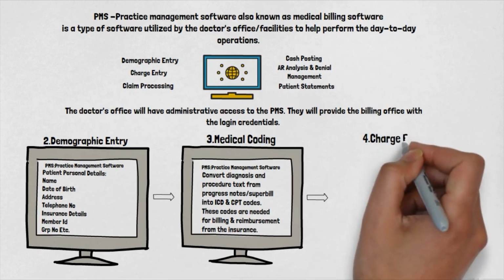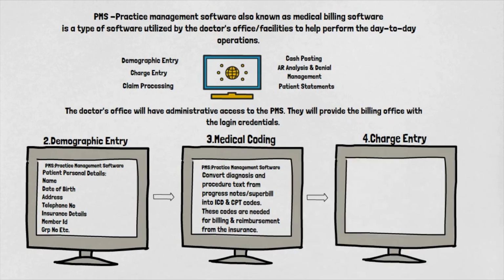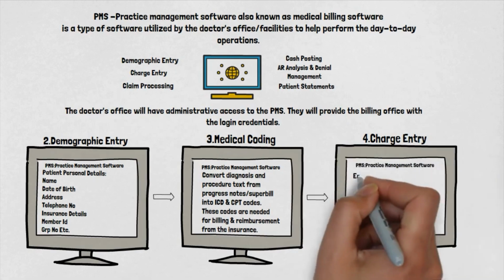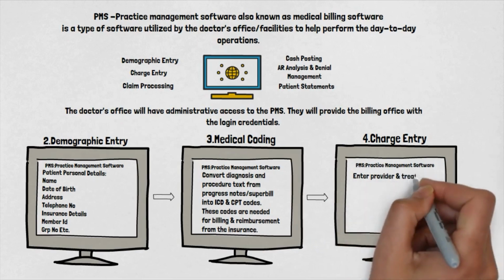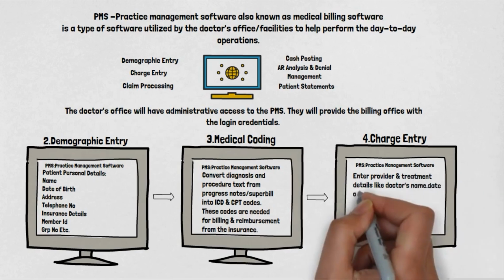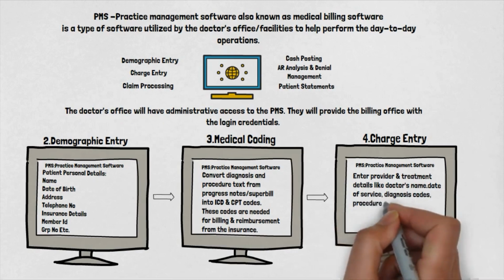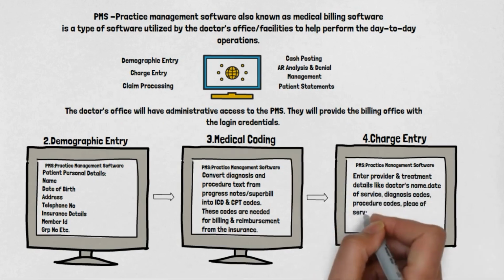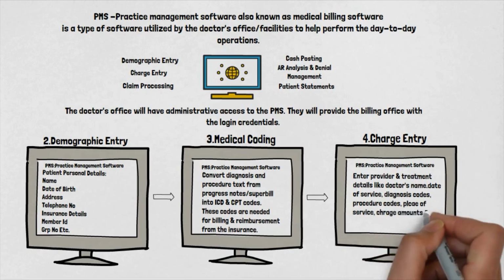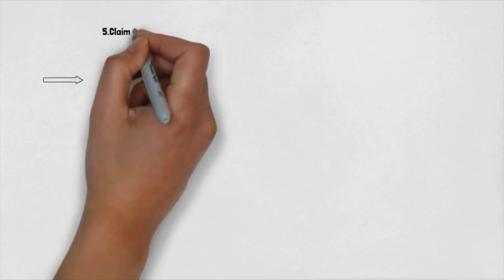The next step is charge entry. In this, the charge entry team will enter provider and treatment details like doctor name, date of service, diagnosis codes, procedure codes, place of service, charge amounts, etc. The next step is claim processing.